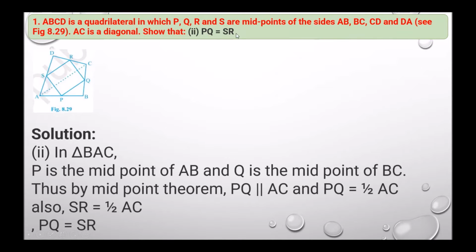Next, you have to prove PQ equals SR. In triangle BAC, P is the midpoint of AB and Q is the midpoint of BC. Thus, by the midpoint theorem, PQ is parallel to AC and PQ is half AC. Also, SR equals half AC. So, we can cancel half AC from both, and it becomes PQ equals SR.